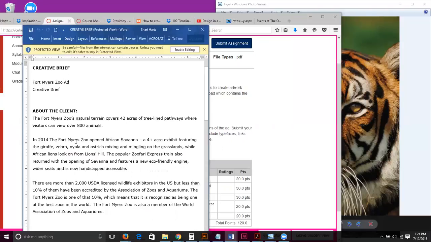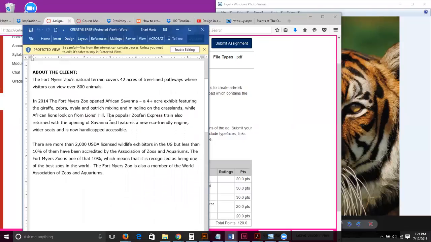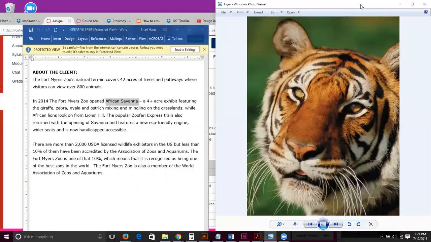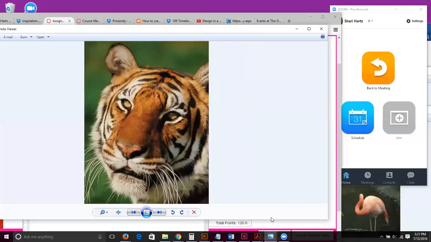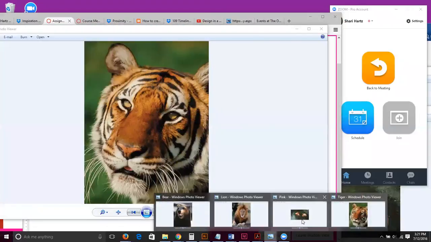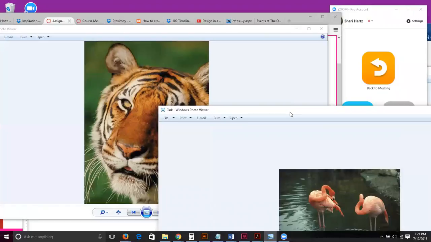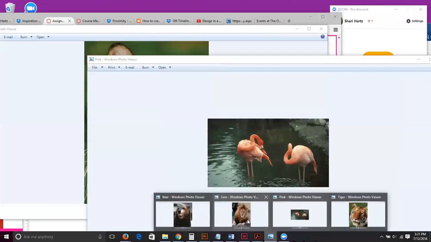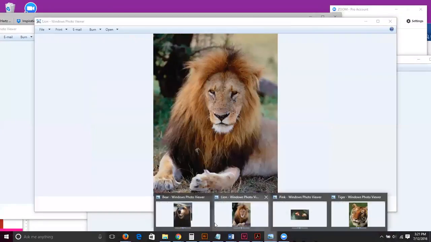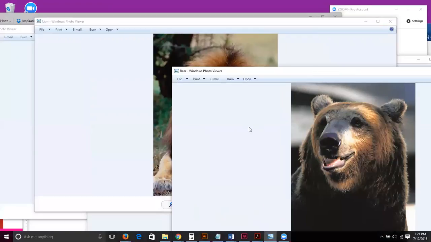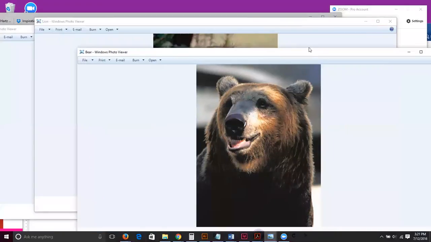In 2014, they opened the African savanna. So that's probably why at least two of the animals in there would be associated with the African savanna. So here are some of our images. Here is a tiger. Here are the flamingos, a lion, and a bear. So these are the images that we have to select from.